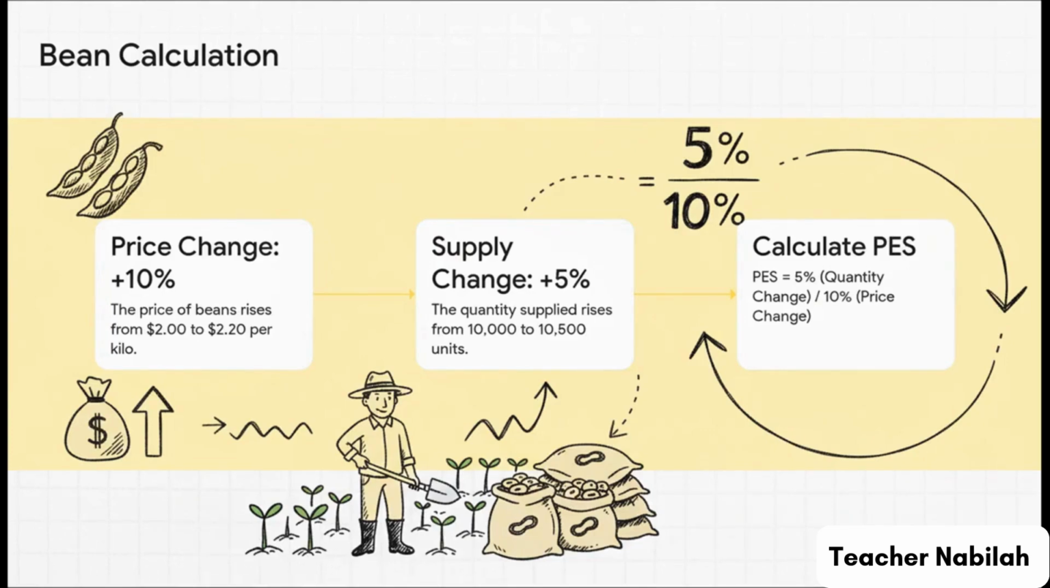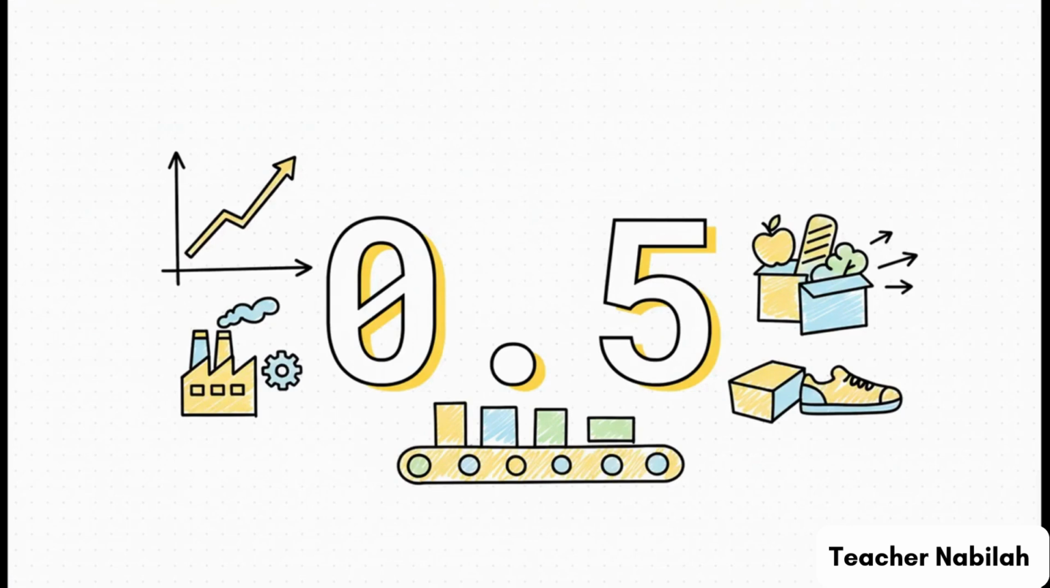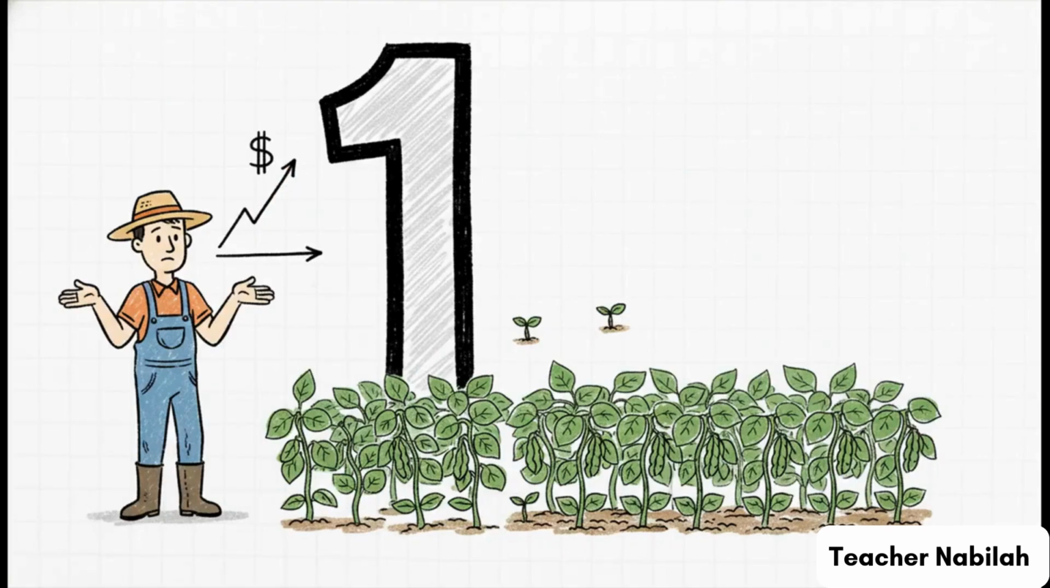Let's make this real with a quick example. Let's talk about beans. Imagine the price of beans jumps up by 10%. Now, in response, farmers work hard, and they manage to increase the supply, but only by 5%. So we take that 5% change in supply and divide it by that 10% change in price. You run the numbers, and what do you get? A nice, simple 0.5.